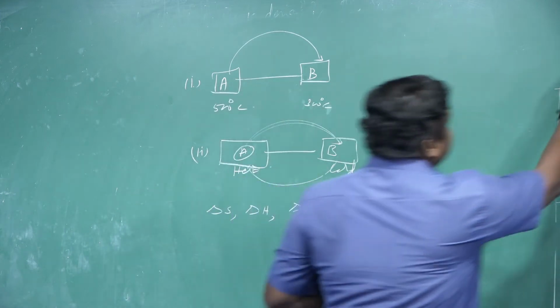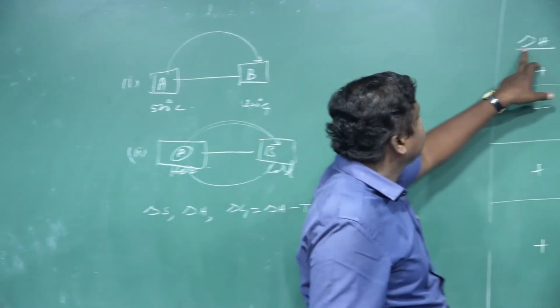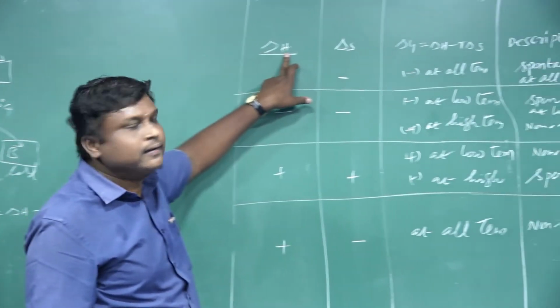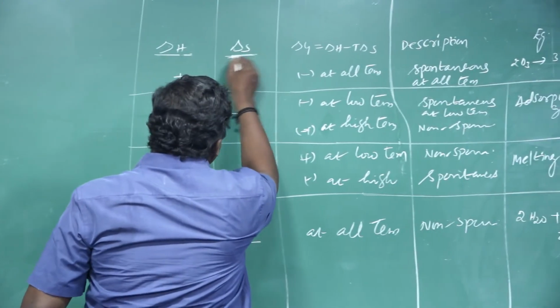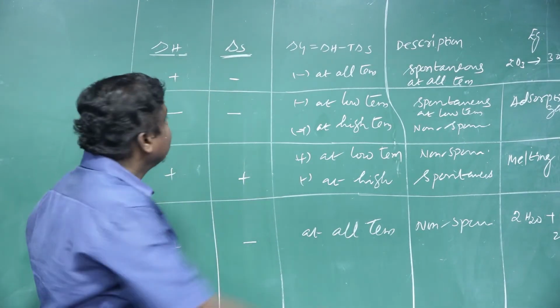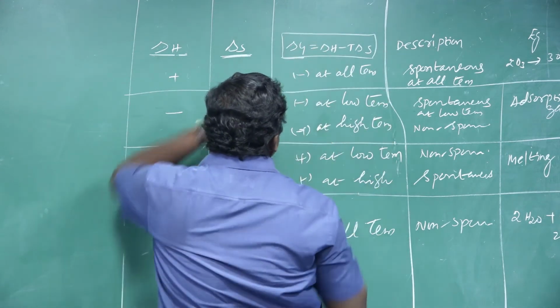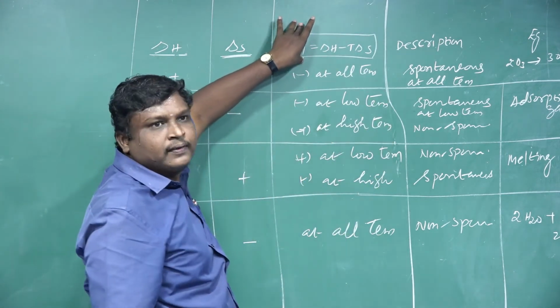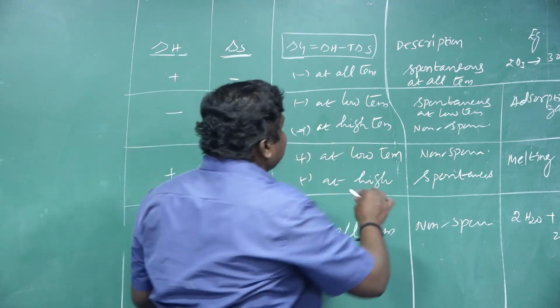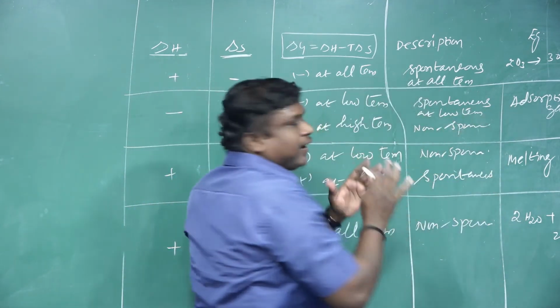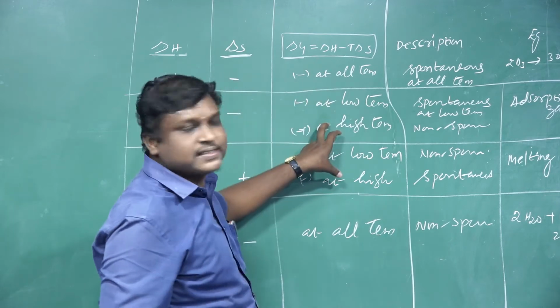First, the change in enthalpy, del H. Next, the change in entropy, del S. Del G equals del H minus T del S, which gives the free energy. What are the conditions under which a process becomes spontaneous or non-spontaneous?